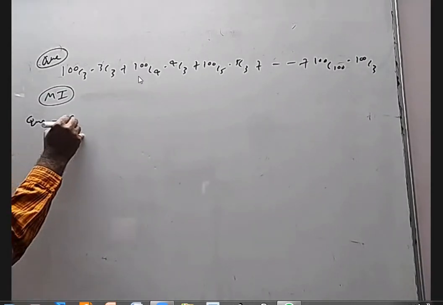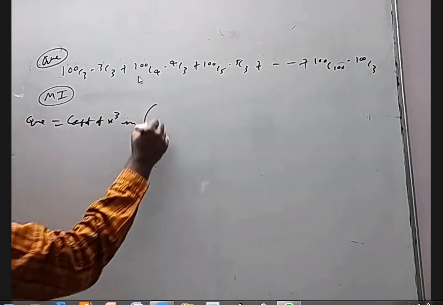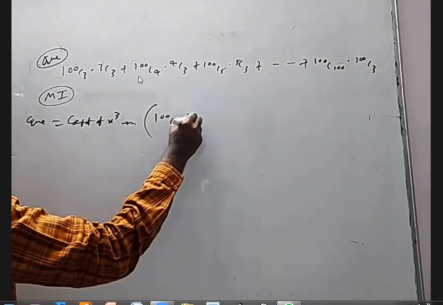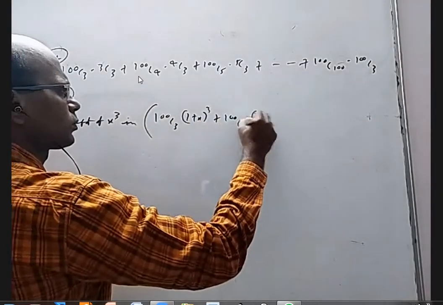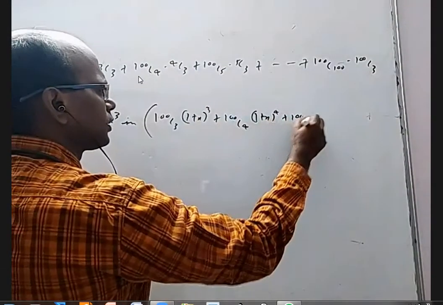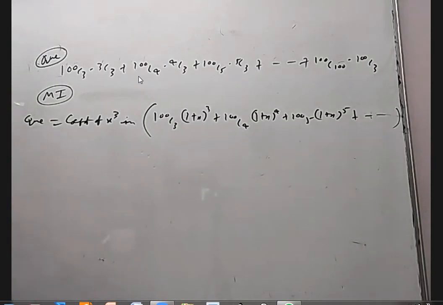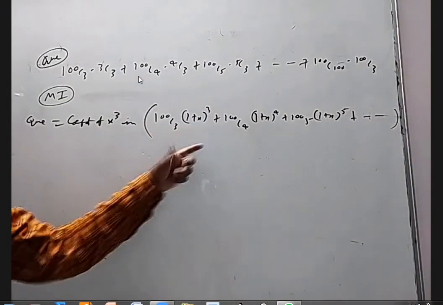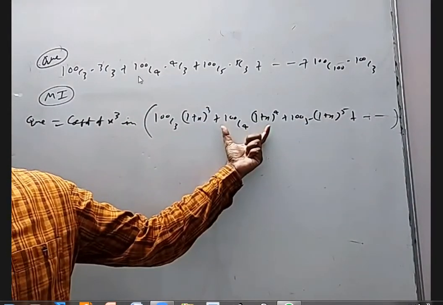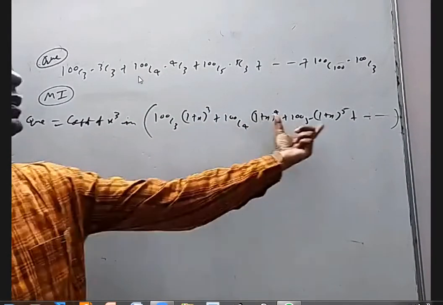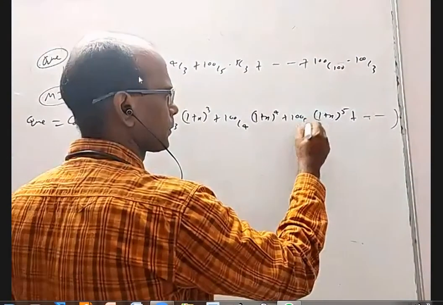The question is equal to the coefficient of x cube in 100 C3 (1 plus x) whole cube, 100 C4 (1 plus x) whole power 4, 100 C5 (1 plus x) whole power 5, and so on. Is it correct? What is the x cube coefficient in this? 100 C3 into 3C3. In this product, what is the x cube coefficient? 100 C4 into 4C3. And in this, 100 C5 into 5C3, right? Okay.